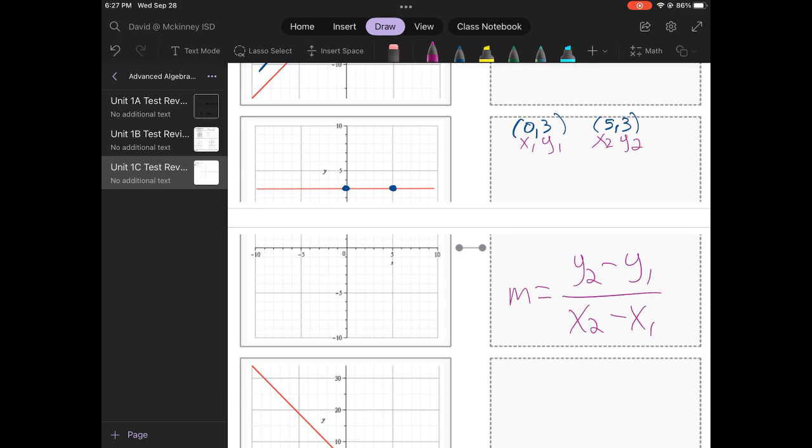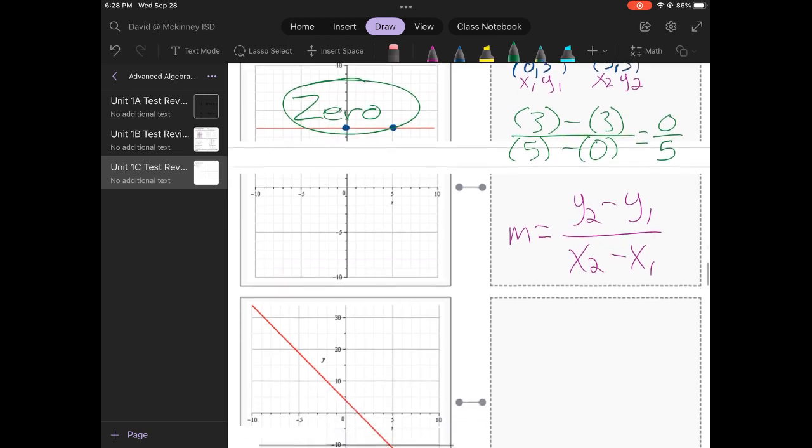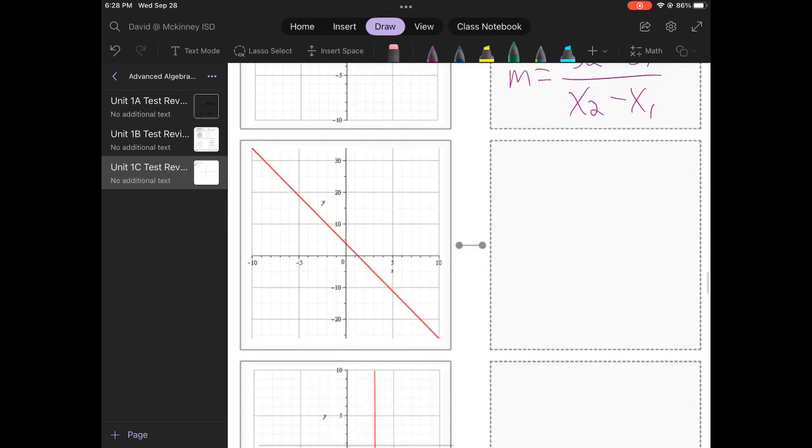So I'm going to label my points. Once I've labeled my points, I'm going to go ahead and plug them into this formula. So for y2, I'll write a 3, a minus sign, and then I'll write a 3 for y1. I'll do the same thing with my x's. Notice I'm putting each value in parentheses. That's so that I don't lose track of a negative sign. It's a very important thing to do. When I finish this, I get 0 divided by 5. 0 divided by 5 is 0. That means this is a 0 slope. A horizontal line is a slope of 0.